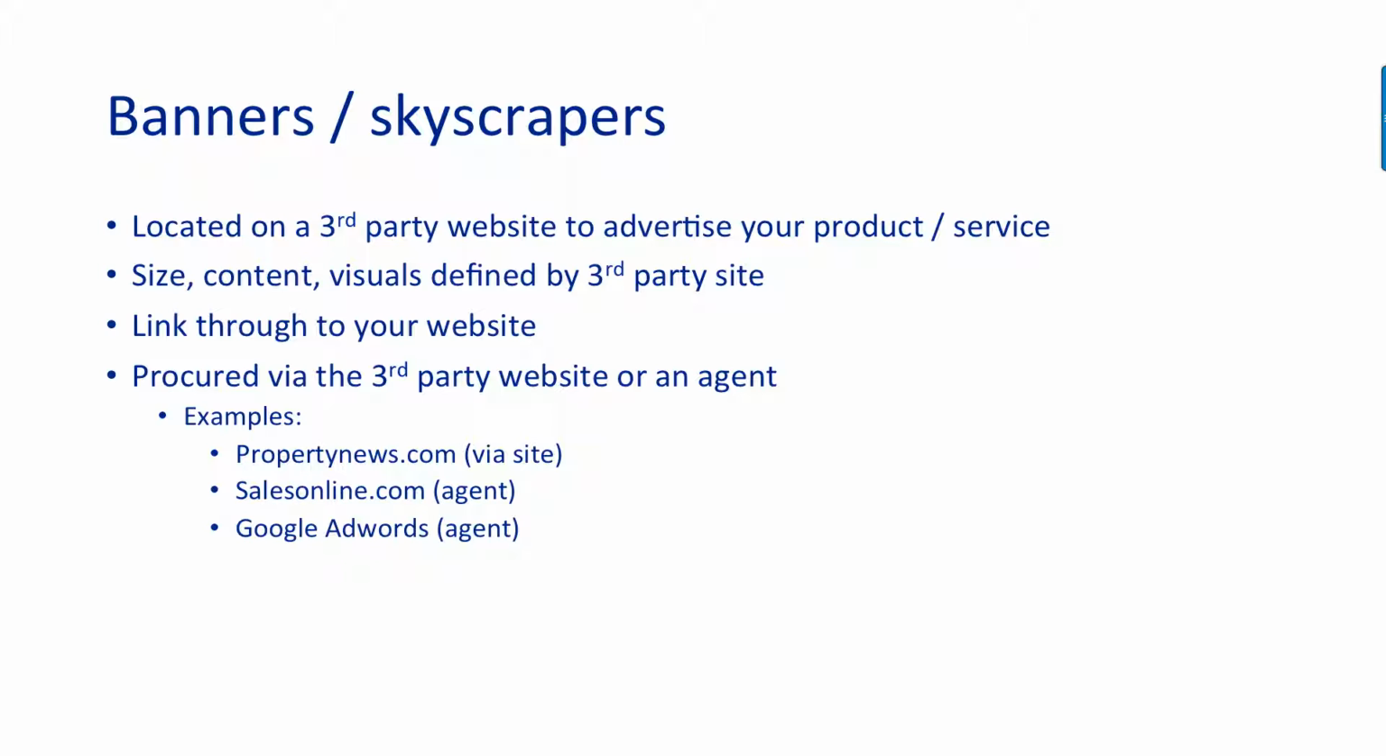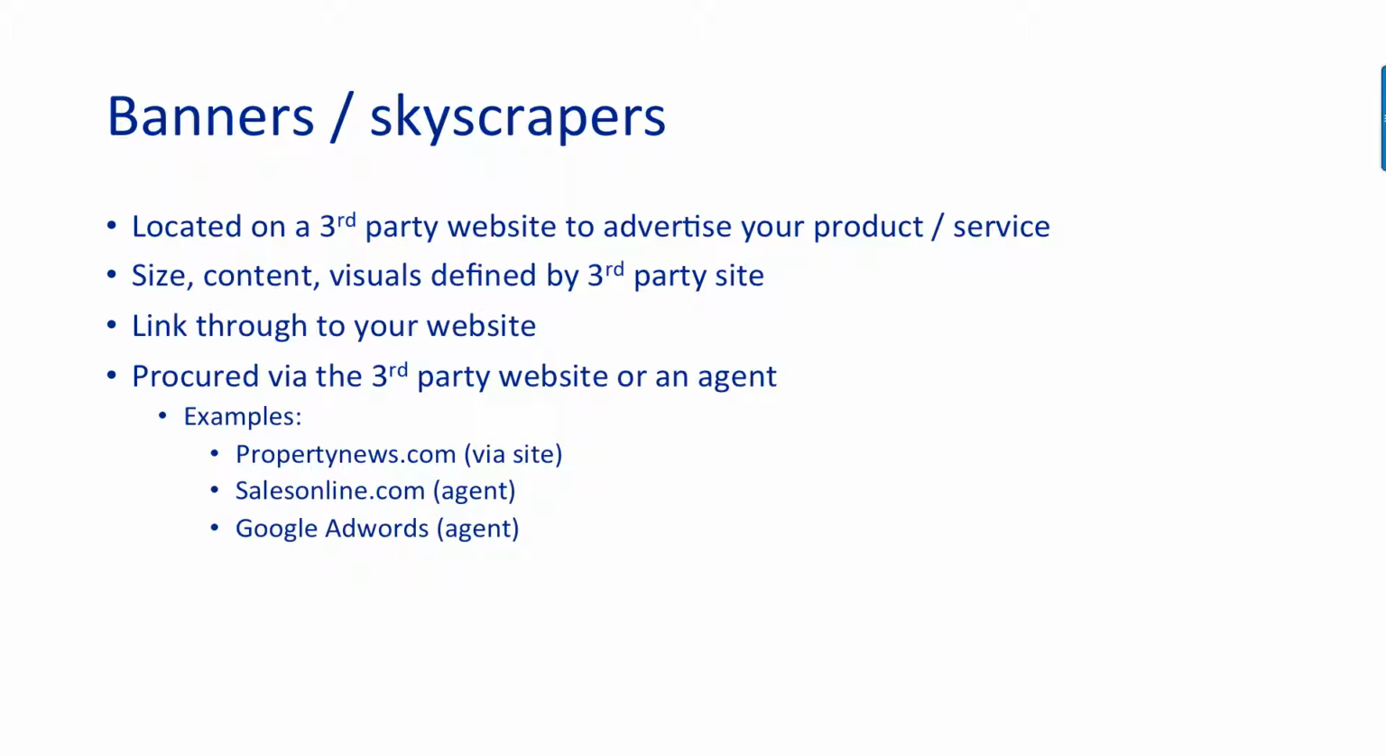So there are lots of different examples of how to procure banner advertising. You can procure it directly with the site, for example via a site like Property News. You can also procure banner advertising through an agent, such as Sales Online. So you could go to an agent and say, I would like to target women aged 35 to 45 who are interested in shopping, and they'll come back and say, here is a selection of websites that we think you should put your advertising on, and they will then procure that advertising on your behalf.